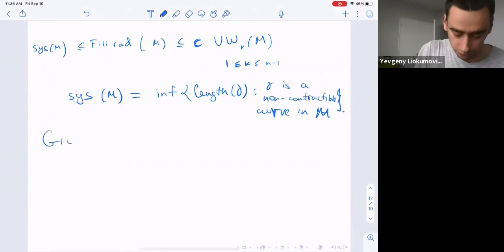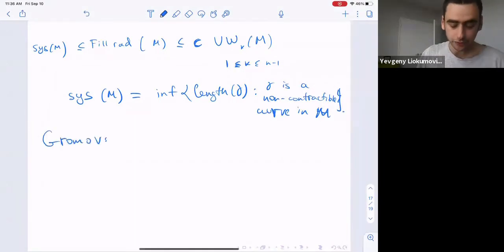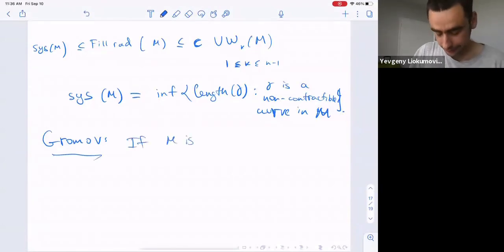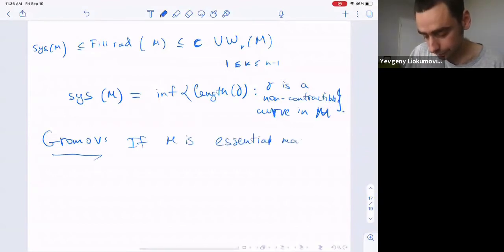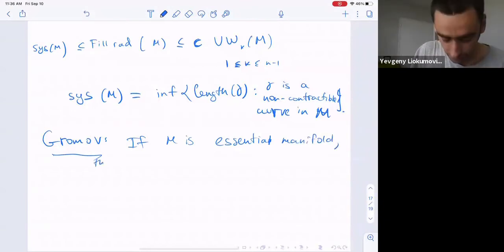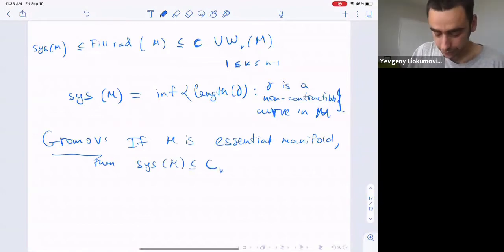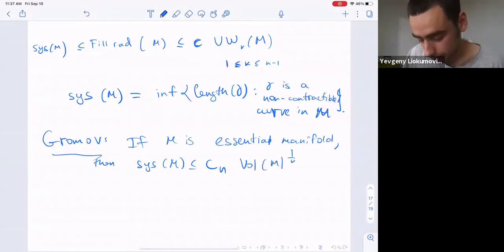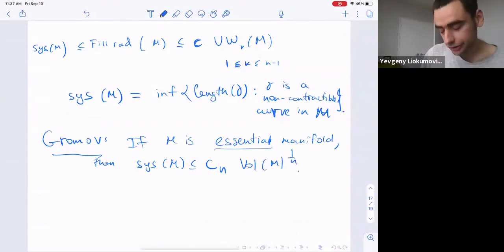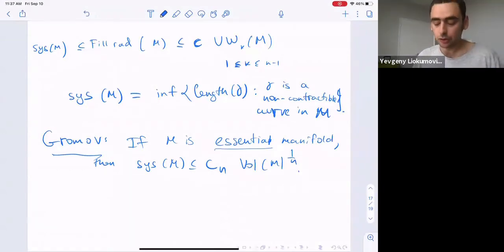And so Gromov's famous result from his filling Riemannian manifolds is that if M is an essential manifold, then the systole of M is less than or equal to a constant that depends only on the dimension of M times the volume of M to the power 1 over n. And here, essential means that, in particular, one example of essential manifolds are all aspherical manifolds like tori.